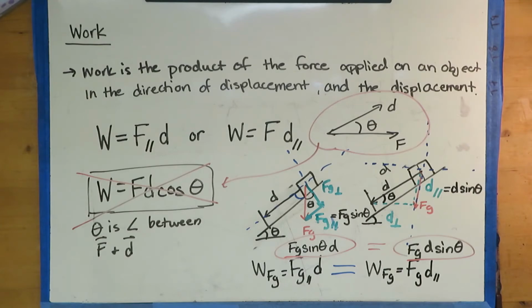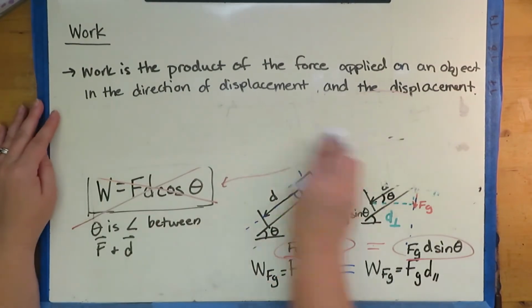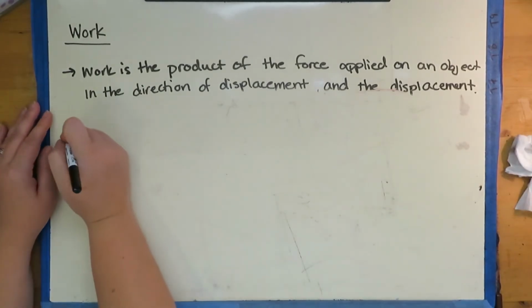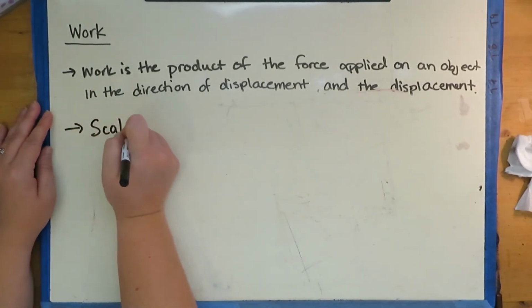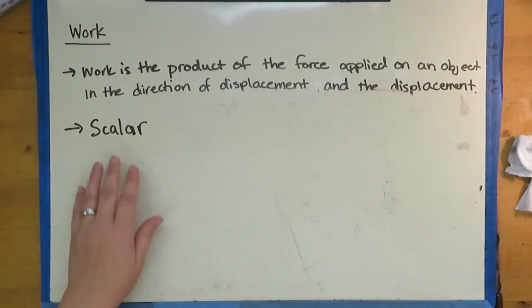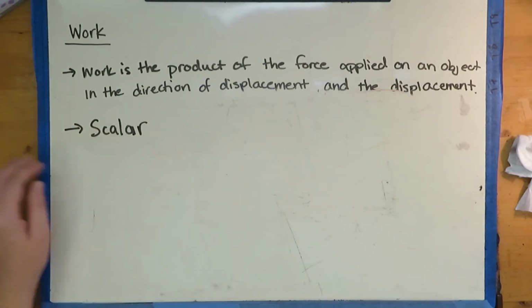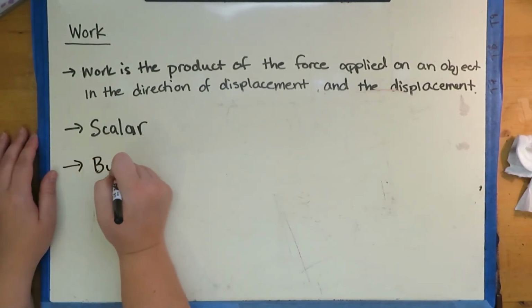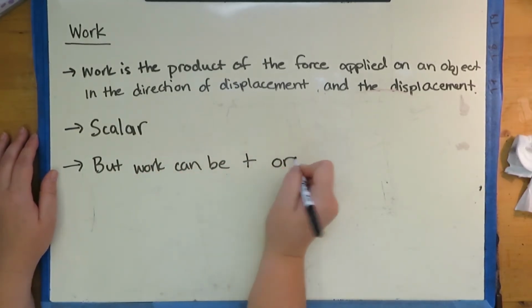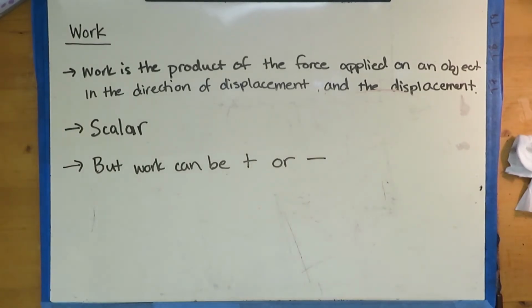Now, work is going to be very related to energy and how we change speeds and kinematic variables. There are so many different things we can pull in with work. So there's one more thing we have to talk about with work, and that is work is actually a scalar value. And it's a scalar because even though it's the product of two vectors, the result only has a magnitude. But work can be positive or negative. But those positives and negatives are not direction.